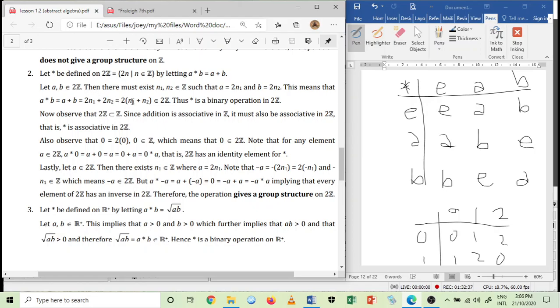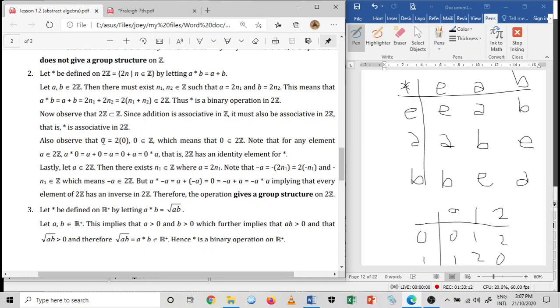So there is a common factor 2, so we have 2 times the quantity n sub 1 plus n sub 2, which is still an even integer, meaning it is closed and well defined in the set of even integers. Thus, the operation is a binary operation. But observe that the set of even integers is just a subset of Z. And addition actually is associative in Z, meaning it should also be associative in 2Z. Hence, the operation is also associative.